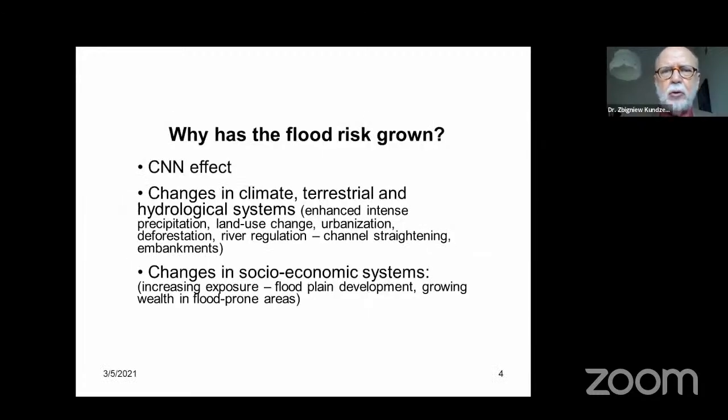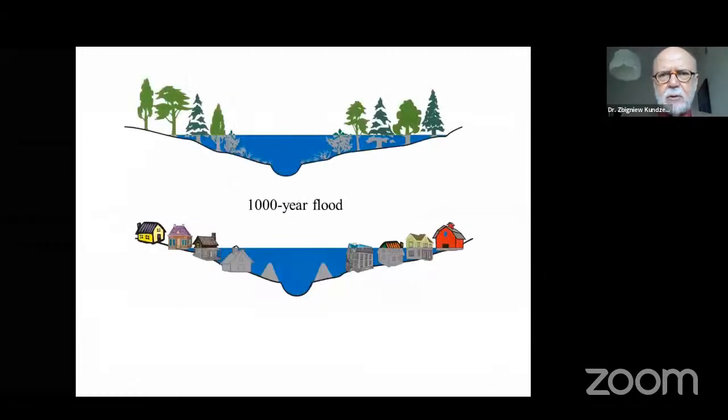Why has the flood risk grown? Well, some people say it hasn't really grown. It's a CNN effect. So it's a media effect. But this is not true. The flood risk has grown due to several changes in climate, like enhanced intense precipitation, land use change, urbanization, deforestation, and also changes in the socio-economic system, that is increasing exposure, floodplain development, and growing wealth in flood-prone areas.